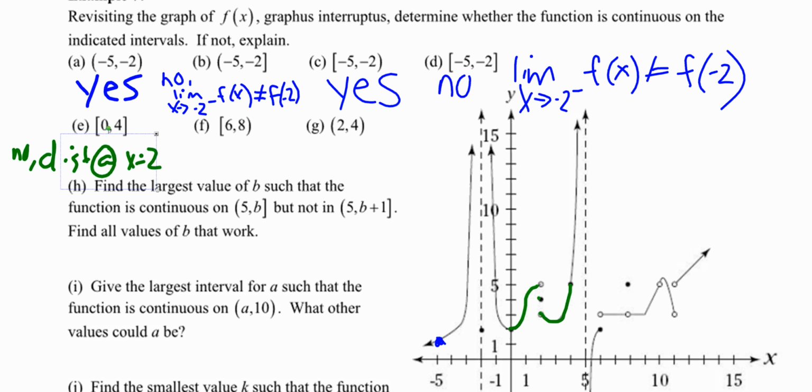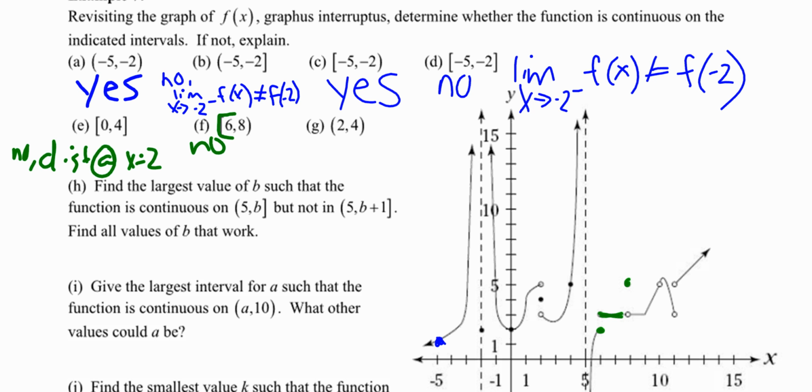All right, now we're talking 6 to 8. Let me clear that out. So let's start at 6 and go to 8. This is no because of this part. The limit as x approaches 6 from the right would be 3. F of 6 would be 2. Those values aren't the same.